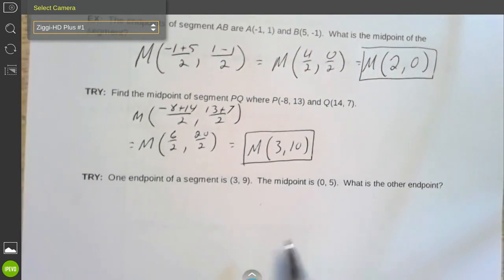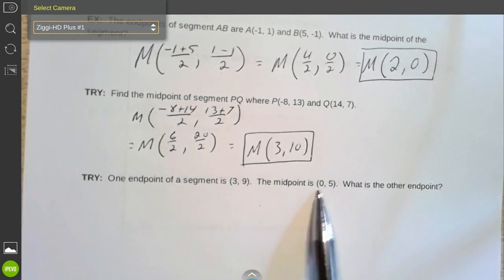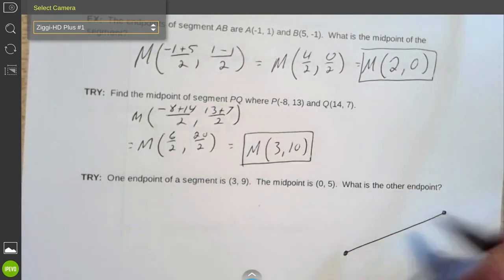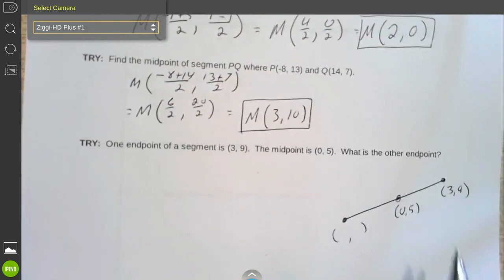So here's one. One endpoint is (3, 9). The midpoint is (0, 5). What's the other endpoint? Let's draw a quick picture of that. So here's one endpoint. Here's my midpoint. See if you can come up with what that point is. Think about it. Try it on your own first, and then we'll see a mathematical way to do it. But I think you might be able to come up with this just thinking through it.